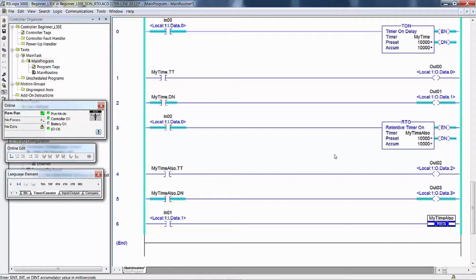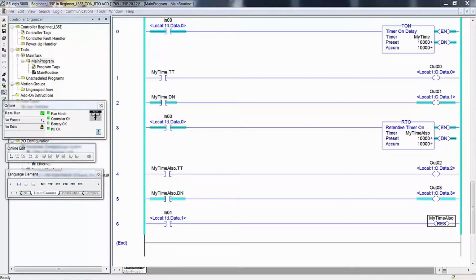At what value did it start accumulating when you switched input 0 to the on state? That is, at what value did the RTO start accumulating when you switched input 0 to the on state? Well, it could have been anything. But mine was like at 9,000.